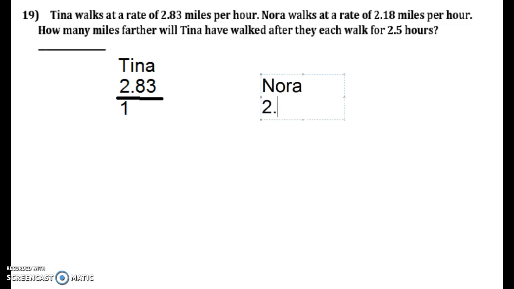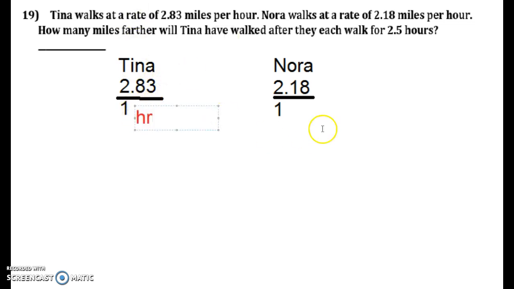And 2.18 over 1, right? Because it's per hour as well. So that's how we're going to have this mapped out a little bit. Let me reorganize. Here we go. So 2.83 over 1. And we're trying to figure out how far they'll go if they were going for 2.5 hours. Well, we know this is miles per hour, so hours is on the bottom, right? Let's put that in a different color.